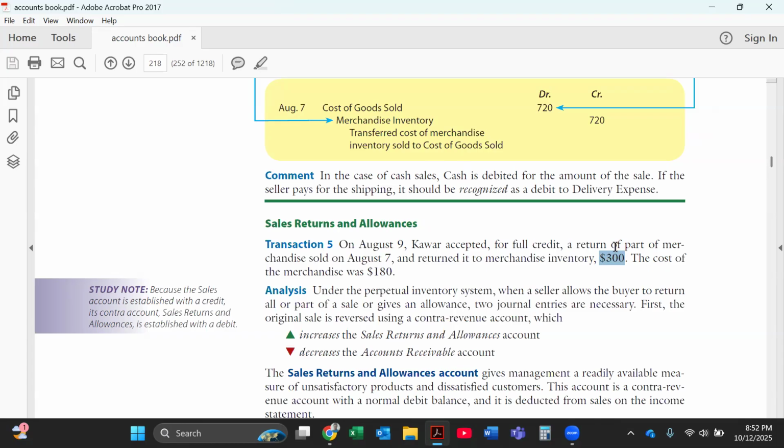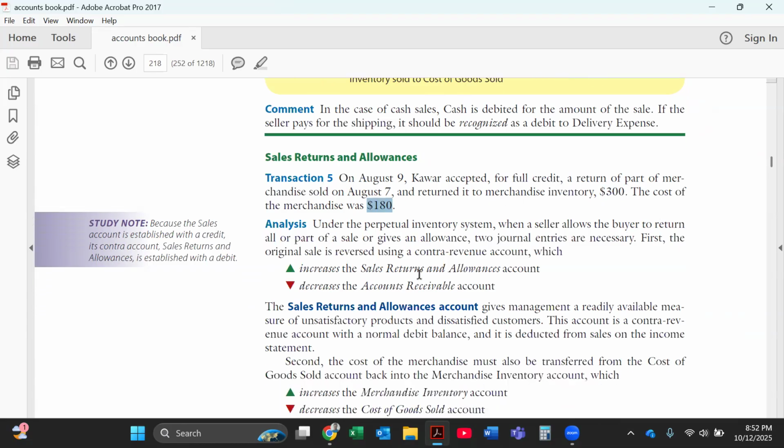Again, the larger number is how much I sold it for. The smaller number is usually how much the cost is. And they tell us the cost because we need to reverse the cost of goods sold. So take it back off of our books with a credit. And we need to put the merchandise inventory back in the books with a debit.